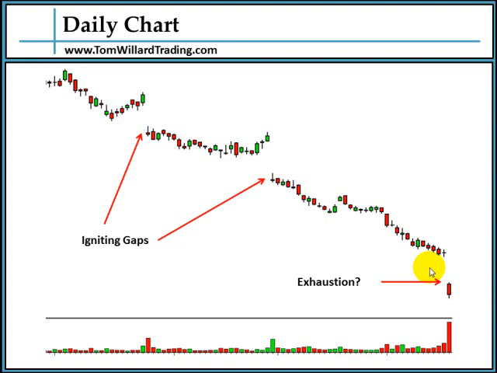So anyway, gaps, igniting gaps. Look for changes in trend. Get on with the trend. There's multiple ways to get on here in the daily charts, even on the 60-minute charts, okay? And write them down, set it, forget it, and watch those profits come rolling in.